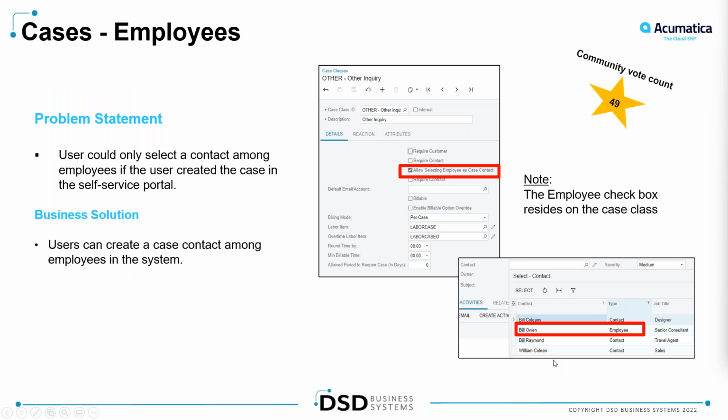Lastly, this one has been super helpful. It doesn't arise a lot, but there are occasions where this is really, really important. Let's say a case comes into my support tool, so it's coming into my CRM cases, and by case class we can now allow selecting employees as a case contact. So maybe a case comes in for a client, but my contact is another internal person, possibly development, or possibly somebody else within the organization.